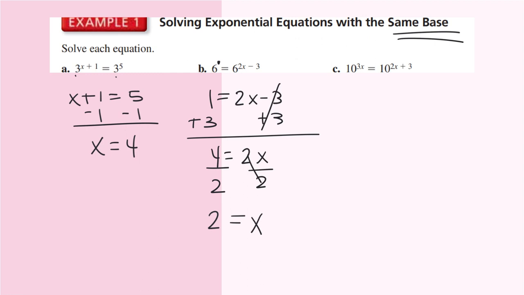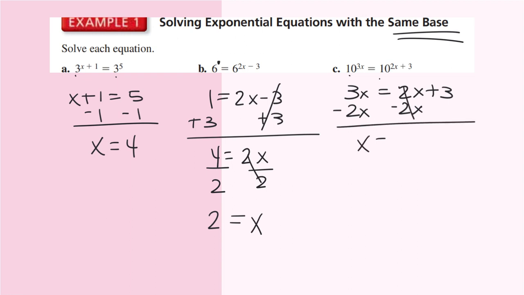In C, we again have the same base. So equate each of our exponents to each other. 3x equals 2x plus 3. Combine your like terms by subtracting 2x from both sides. And 3x minus 2x gives me x equals 3.